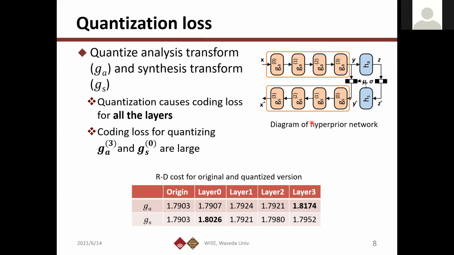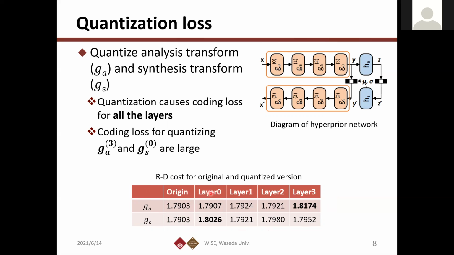In this paper, we use a hyperprior network, which means that we have an analysis transform with 4 layers and a synthesis transform with 4 layers. We also have hyperpaths here, HA and HS. If we quantize the analysis transform and the synthesis transform, there will be some coding loss, as shown in this table. Originally we have the RD cost; here original means without any quantization.